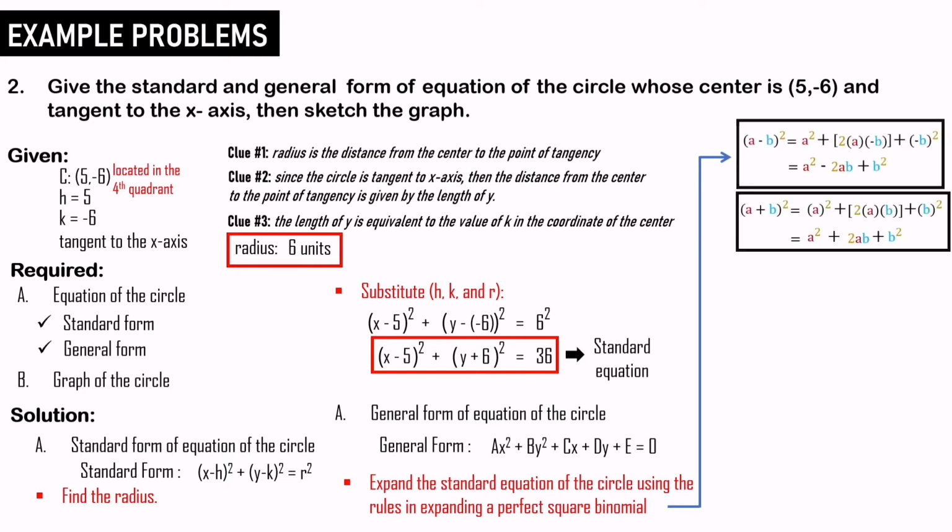Okay, basta gani a minus b squared equal na siya sa a squared minus 2ab plus b squared, o kung a plus b squared mo na ihang format, equal na siya pag-expand sa a squared plus 2ab plus b squared. Okay, so balik ta sa ato ang equation. So we have x minus 5 squared plus y plus 6 squared is equal to 36.